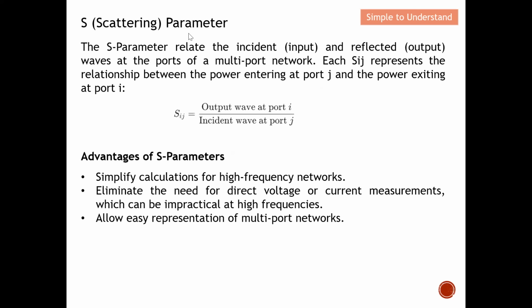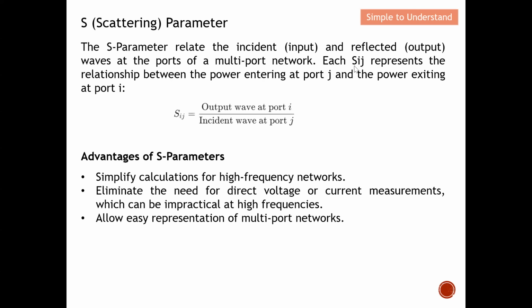The S parameters relate the incident wave, which is the input, and the reflected wave at the ports of a multi-port network. In this video I will concentrate on the two-port network. Basically, S parameters describe how they relate: for example, when we send in an incident wave, we will be able to see the reflected wave, etc. This is how they are represented.